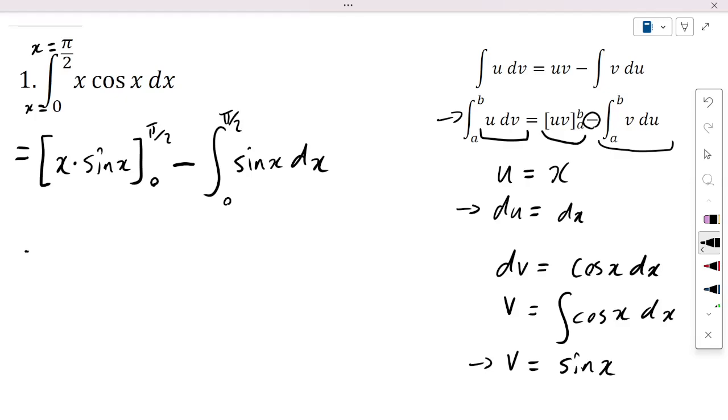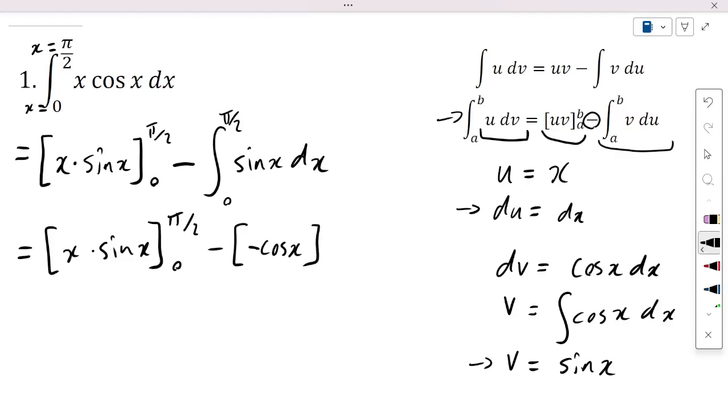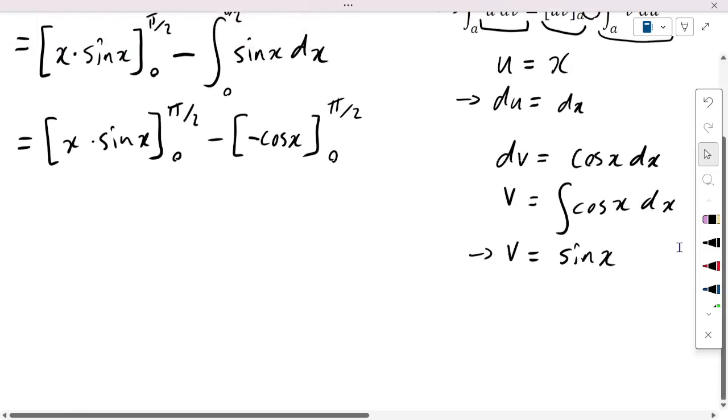Okay. Now we can do the following, right? First, let's just integrate this before we actually move on to the evaluation. So we're going to have x multiplied by sine of x, and then the upper limit is pi over 2, and then the lower limit is 0, minus, and then we're going to just integrate this. The integral of sine of x is equal to negative cosine of x, and then we're going to have pi over 2 and then 0, like that. Okay. We don't have to add plus c because it's a definite integral.